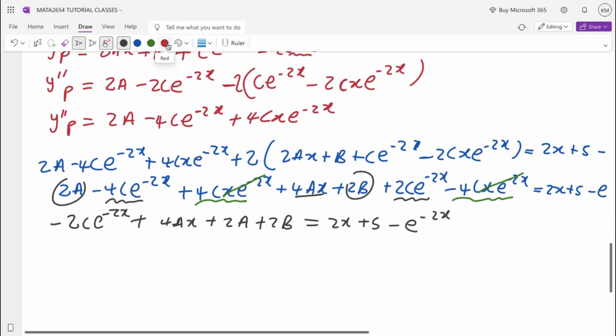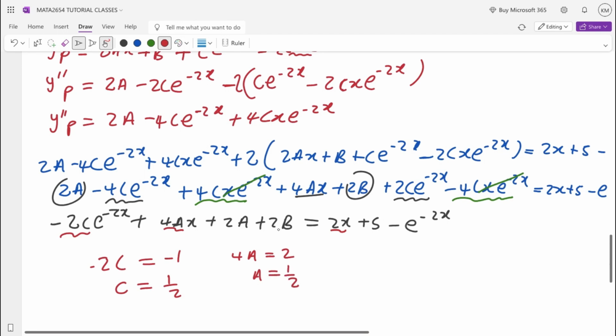So now that I have things looking like this, I can compare this side with that one. So I see that e to the minus 2x, its coefficient this side is minus 2c. So I expect it to be equal to the coefficient this side, which is minus 1. So basically here we get that c equals half. Then again, the coefficient of x this side, which is 4a, should be equal to the coefficient of x that side, which is 2. So we see that a also has to be equal to half.